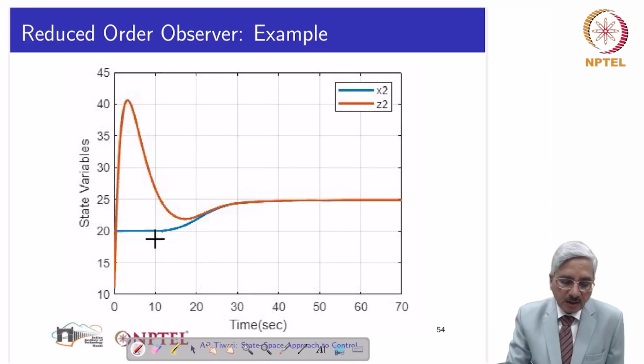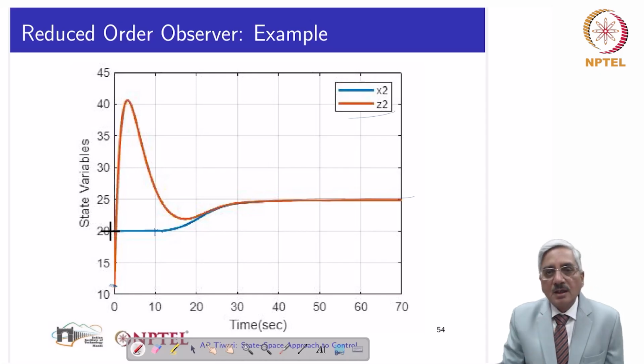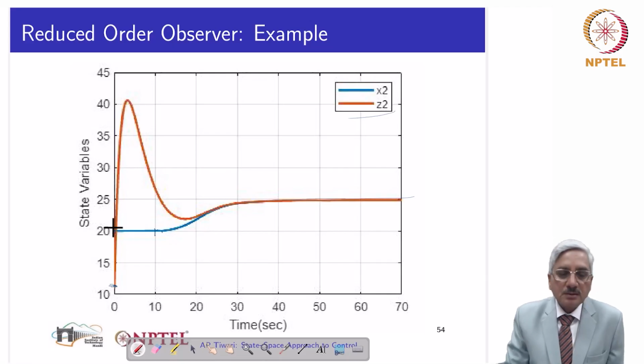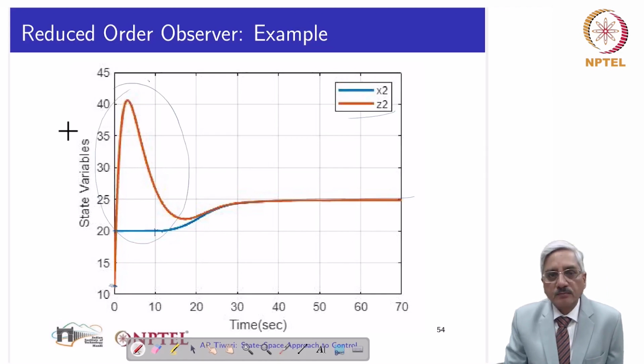Because the input variation starts at t equal to 10, the state X2 goes from 20 to something like 25 in this fashion. We see that this is the initial transient in Z2 because of the difference in initial condition. Z2 was supposed to have been 20 if the observer had also attained equilibrium. Then this initial portion of transient might not have been there.